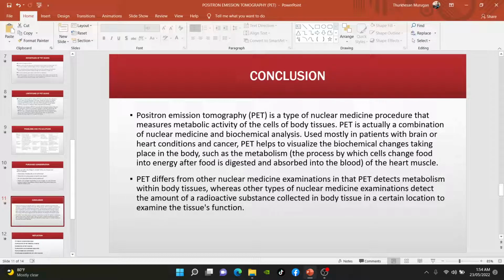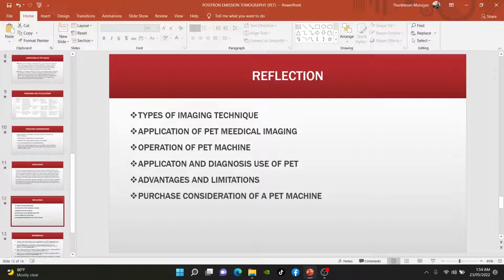So in conclusion, PET is a type of nuclear medicine procedure that measures the metabolic activity of cells or body tissues. PET is actually a combination of nuclear medicine and biochemical analysis used mostly in patients with brain or heart conditions and cancer. PET helps to visualize the biochemical changes taking place in the body, such as metabolism of the heart muscle. PET differs from other nuclear medicine examinations in that PET detects metabolism within body tissues, whereas other types of nuclear medicine examinations detect the amount of radioactive substance collected in the body tissue in a certain location to examine the tissue's function.